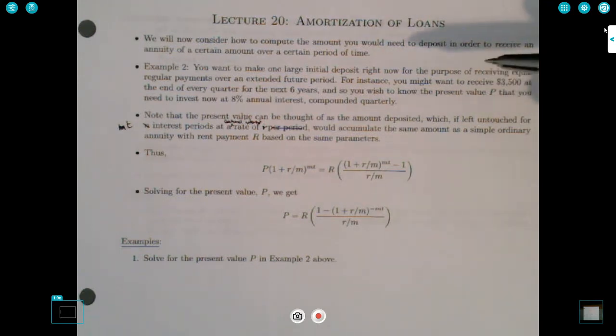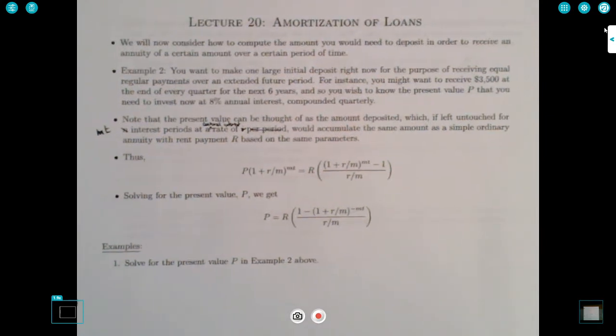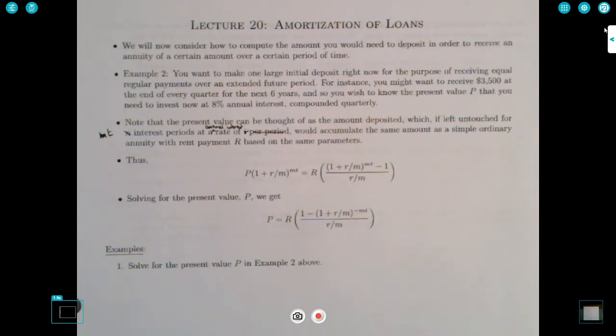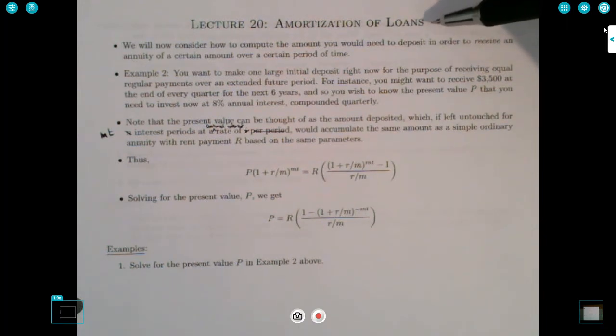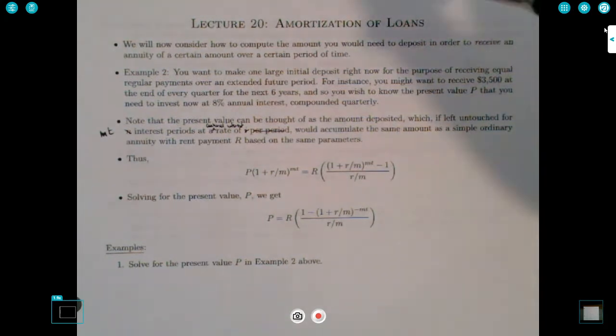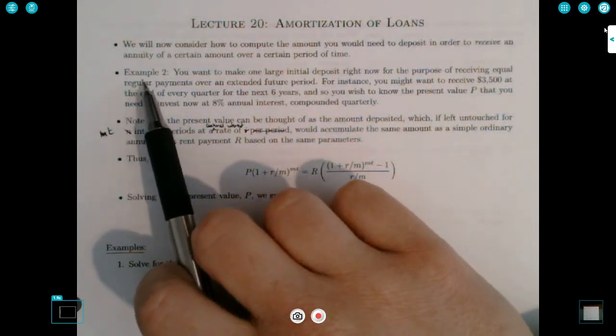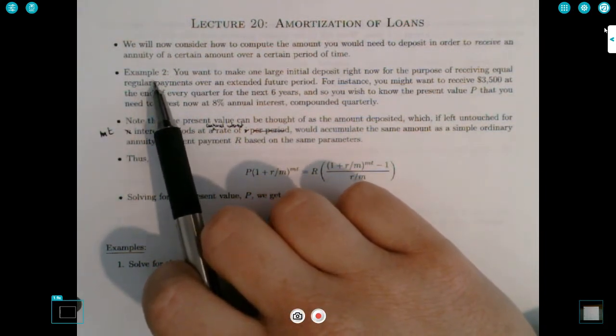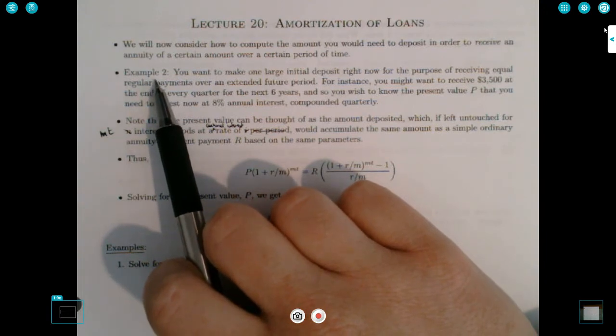We're going to start off by considering an example that seems different, but you'll see why it's useful to consider if we're trying to figure out how long it takes to pay off a loan. The example we're going to consider is the one we talked about in the previous lecture, lecture 19, example 2. We said in that lecture that we would come back to that example, and here we are coming back to it.